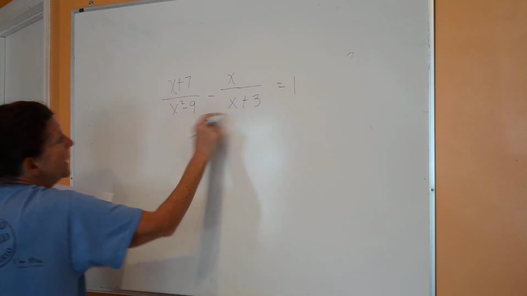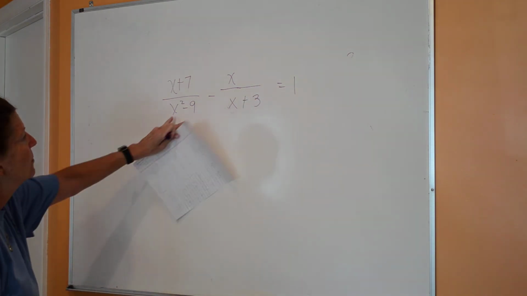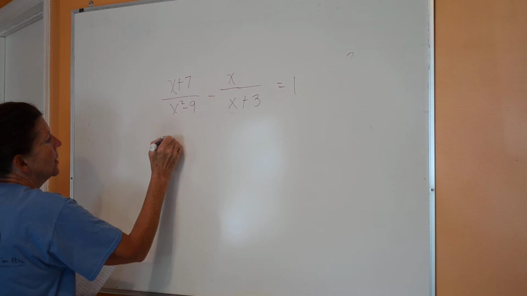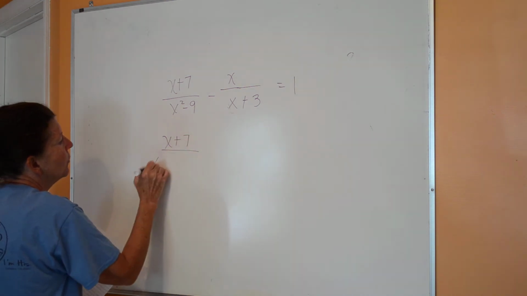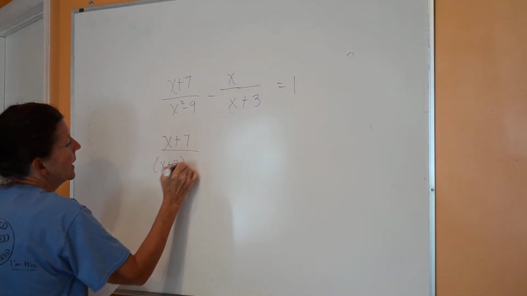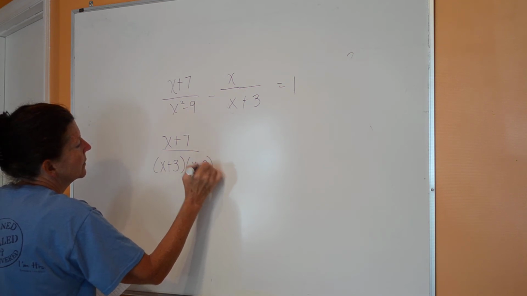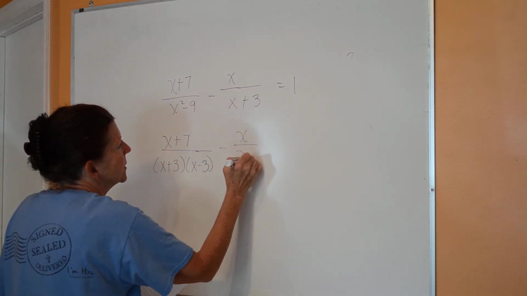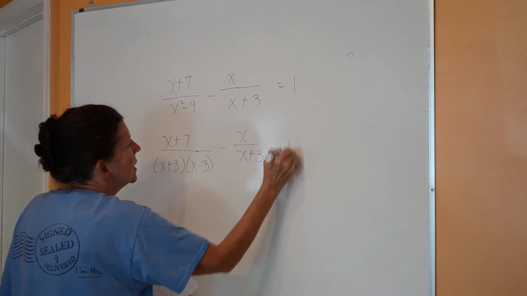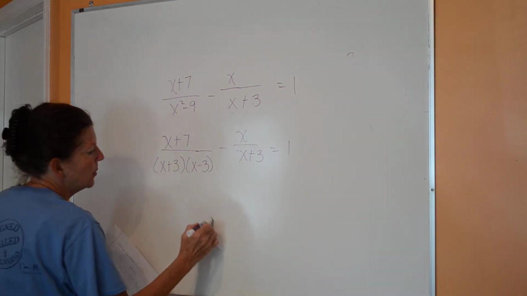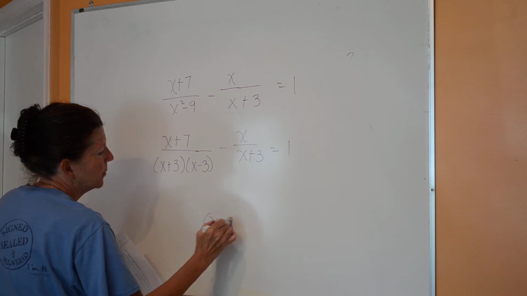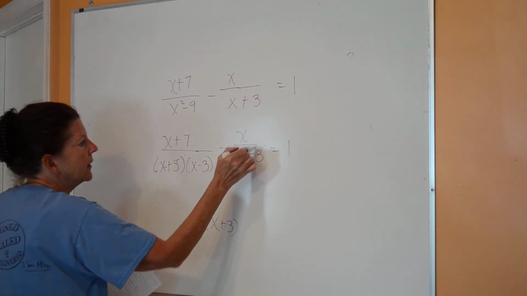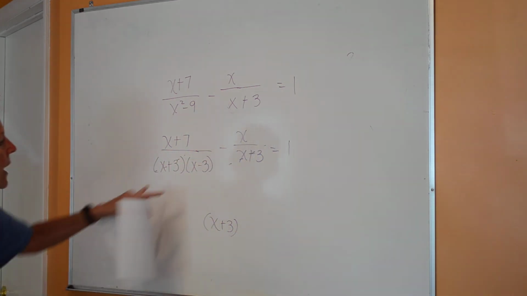All right, I'm going to make a common denominator on the left-hand side, but I've got to factor that first. So that's x plus 7 over x plus 3, x minus 3. Okay, that's factored. So I still have this. I look to see what they have in common. They have an x plus 3 in common. I'm going to lightly mark that out. I still want to be able to see it. And then I go back.